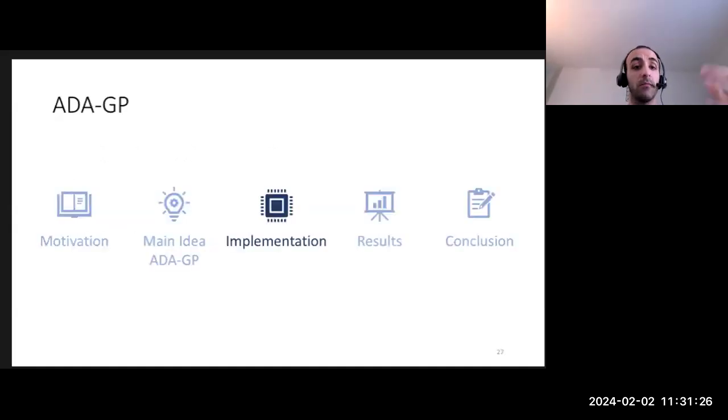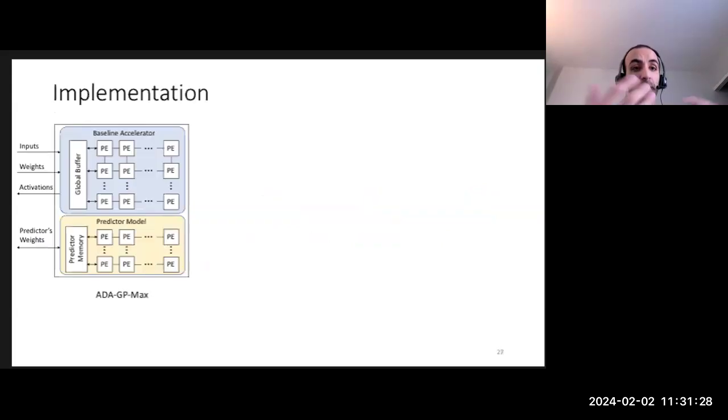Now, let's see some implementation details, the hardware implementation of the AdaGP technique. This is the overall architecture of the AdaGP design. The first part is the general structure of a regular accelerator. It has several processing elements that are connected together, and it has a global buffer and also input, weight, and activation ports. For implementing AdaGP, we propose 3 implementation approaches.